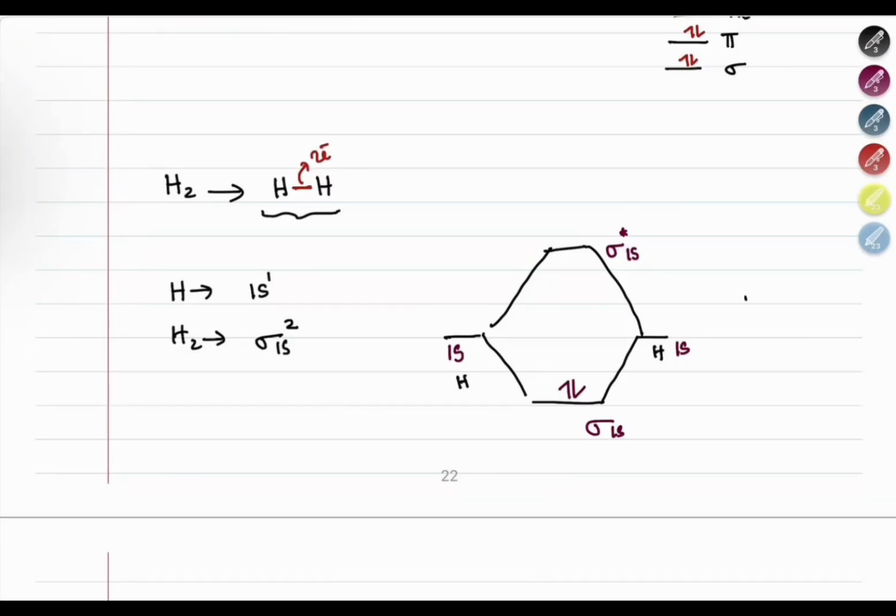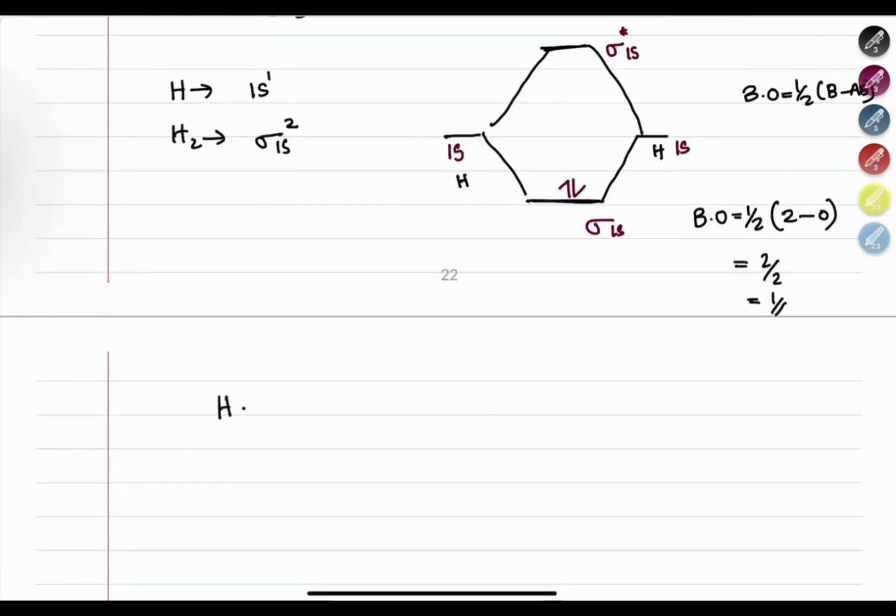Now the bond order we will see using bond order is equal to half into bonding electrons minus anti-bonding electrons. Right? So here the bond order equals half into the number of electrons in bonding orbital, which is 2, minus there are 0 electrons in anti-bonding sigma star, so 0. So 2 by 2, which is equal to 1. That's how the bond order came for H2 molecule as 1.